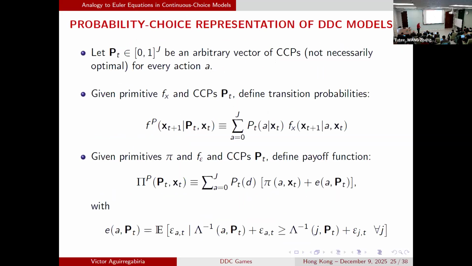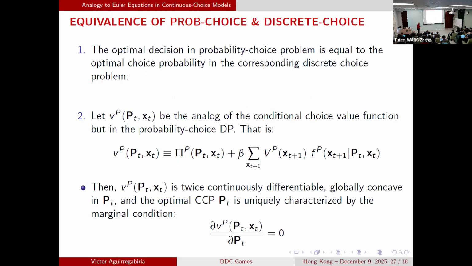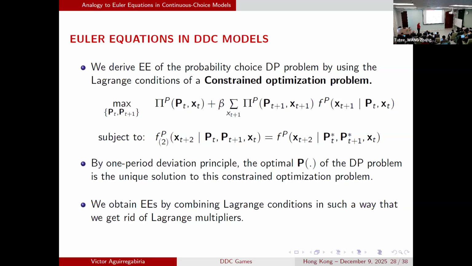It turns out that for this model, if we solve this constrained optimization problem, we are going to get an Euler equation in terms of choice probabilities at period t and period t plus 1, and payoffs at period t and period t plus 1, which are exactly the Euler operator that I have obtained. And that's why that operator that I described before, using value differences, is called the Euler operator.